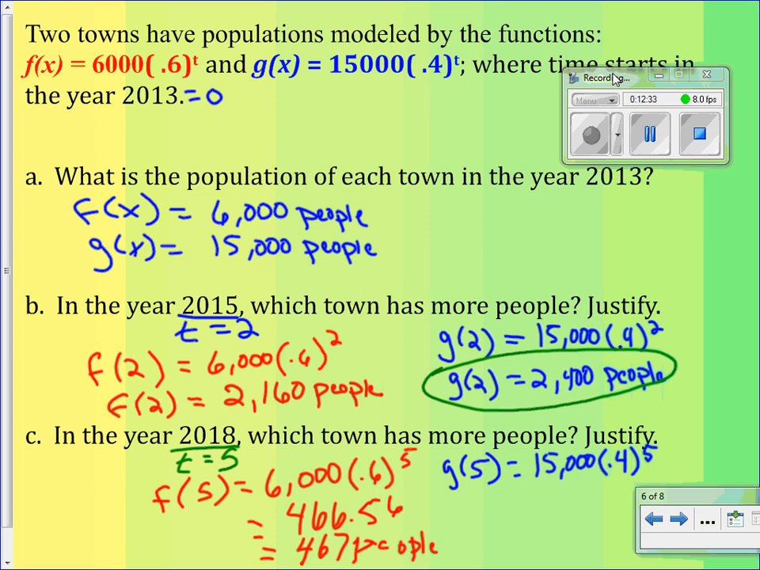g of 5, plug that into the calculator. Get 153.6. Round that up to 154 people. So the example asks which town has more people. This time it is the f function, 467.